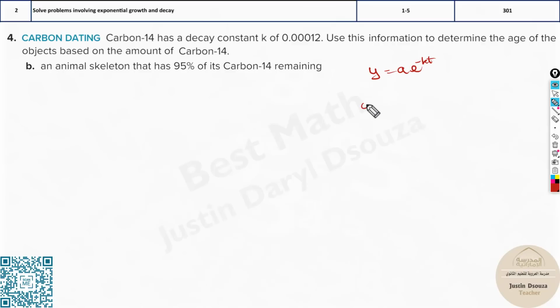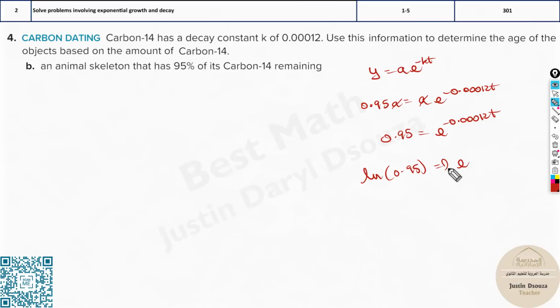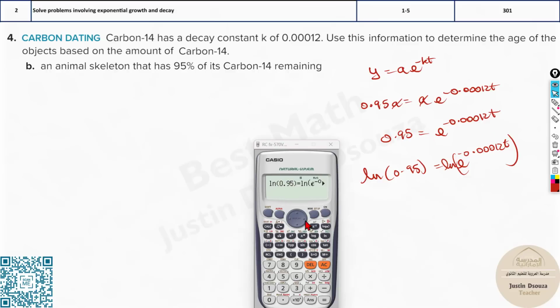Now all you do is substitute: 0.95 A equals A e to the power minus 0.00012 t. Here A and A cancel off because both are initial amounts. So you have 0.95 equals e to the power minus 0.00012 t. Take natural logarithm on both the sides and just put it in the calculator, ln of 0.95 equals minus 0.00012 t. Now we will substitute in the calculator and solve it. So here I've just changed that to 0.95 and then everything was the same.